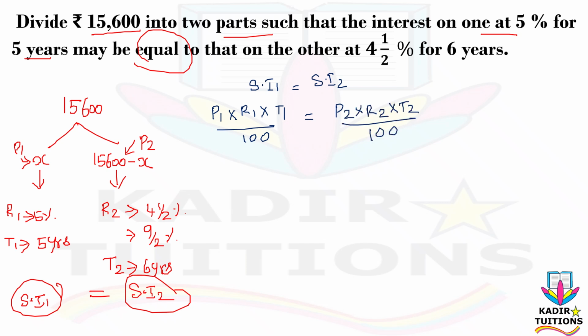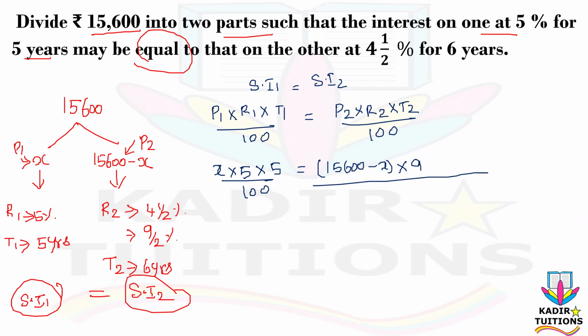Now we are going to replace all the PRT values with the given data. Here P1 is x, R1 is 5, T1 is 5, divided by 100. And on simple interest 2, P2 is going to be 15,600 minus x, and R2 is 9 by 2, and the time duration is 6 years, and as per the formula, 100 is also there. Now we can cancel this 100 and this 100, and 2 goes into 6 three times. So can we simplify this?